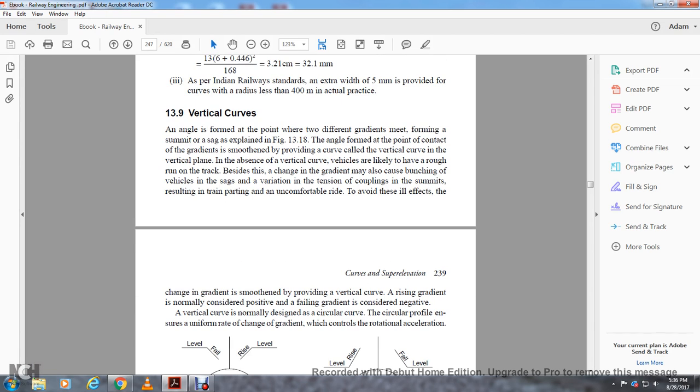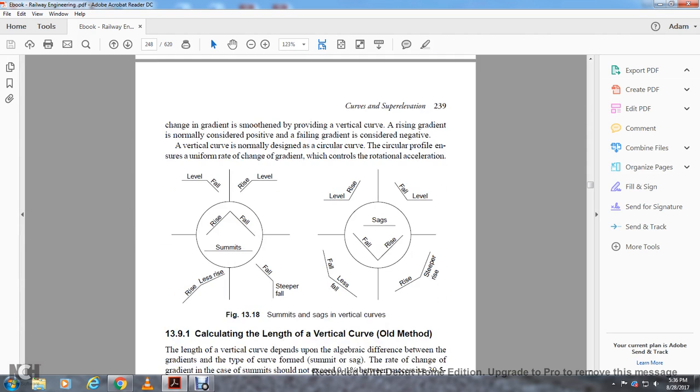To avoid these ill effects, the changing gradient is smoothed by providing a vertical curve. The rising gradient is normally considered positive and the falling gradient is considered negative. A vertical curve is normally designed as a circular curve. The circular curve profile ensures a uniform rate of change of gradient, which controls the rotational acceleration.